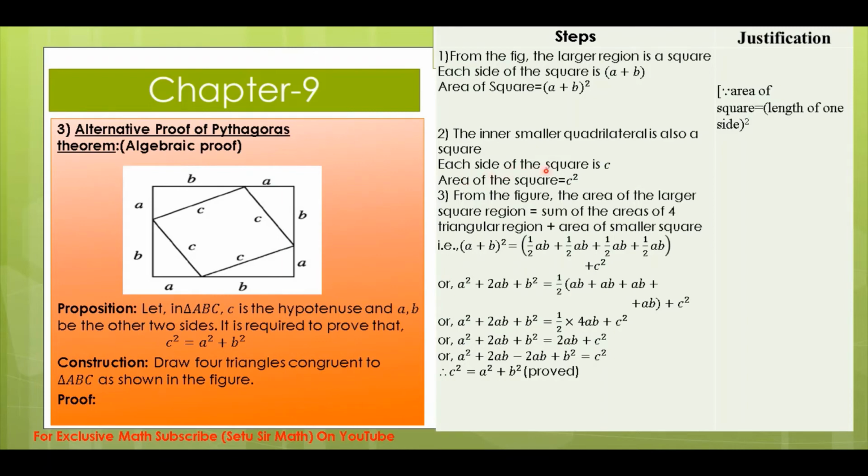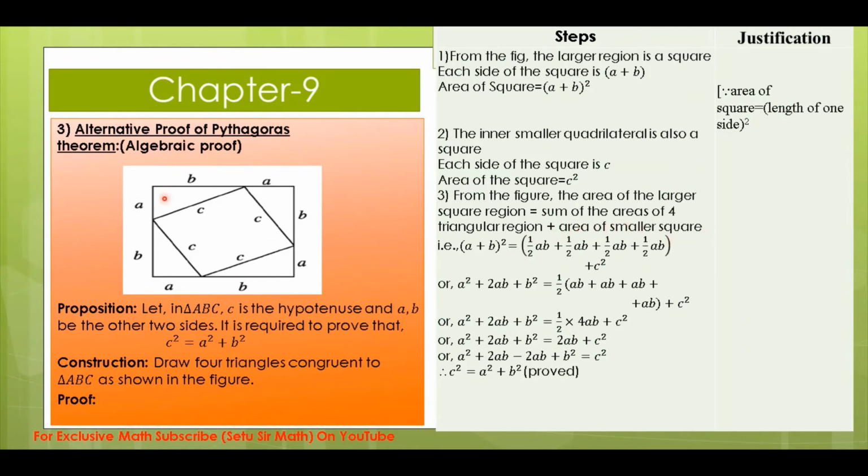Each side of the square is C. In the inner smaller quadrilateral, you can see each side of this square is C. So the area of the square, we know the length of one side squared, and the length of one side here is C, so that would be C square. So from the figure, the area of the larger square region equals the sum of the areas of the four triangular regions plus the area of the smaller square.